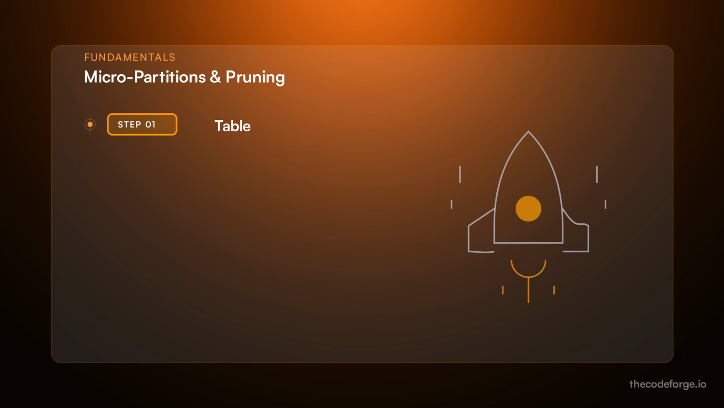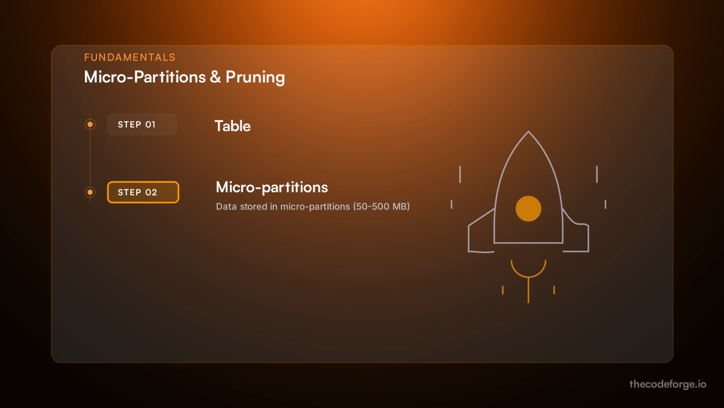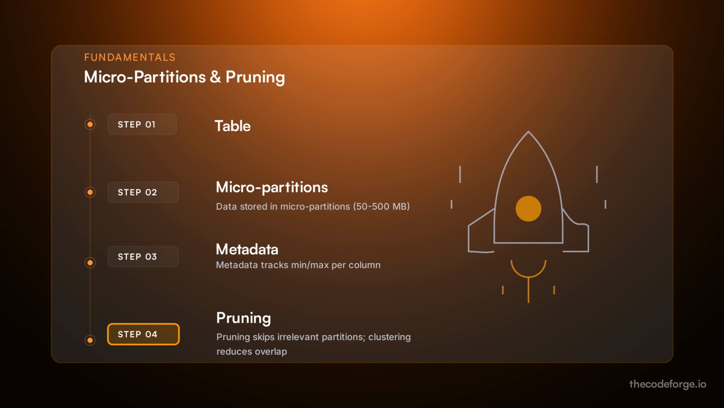Snowflake stores data in compressed micro-partitions, typically 50 to 500 MB each, with metadata like min and max values. When a query filters on a column, Snowflake uses this metadata to skip partitions that don't contain relevant data. This is partition pruning. But if data is inserted randomly, ranges overlap, reducing pruning effectiveness. Clustering keys reorder data to minimize overlap.